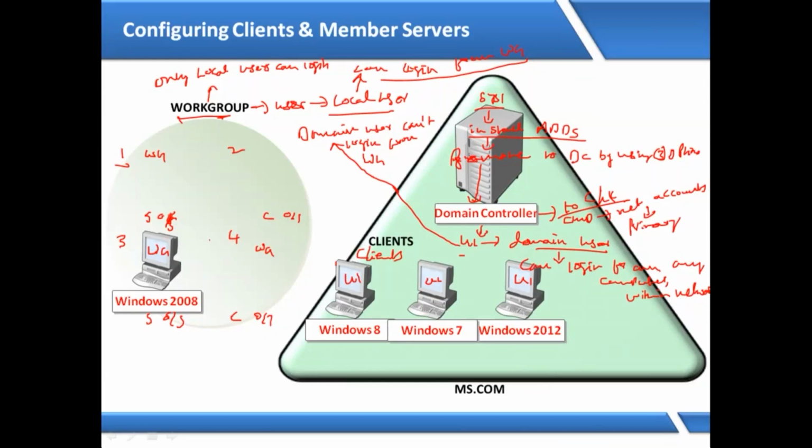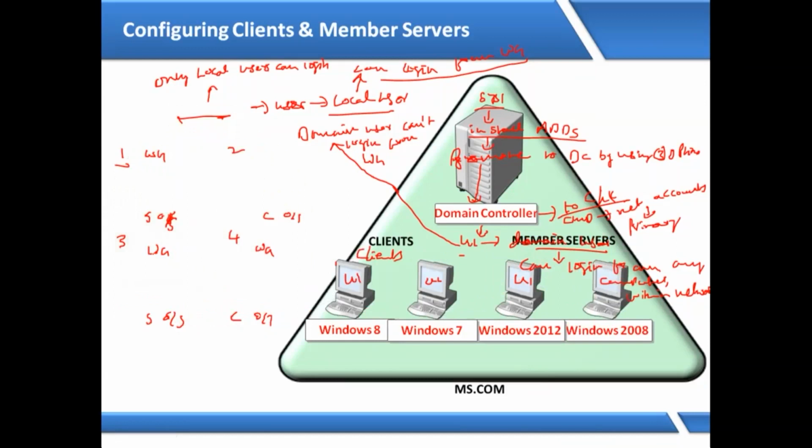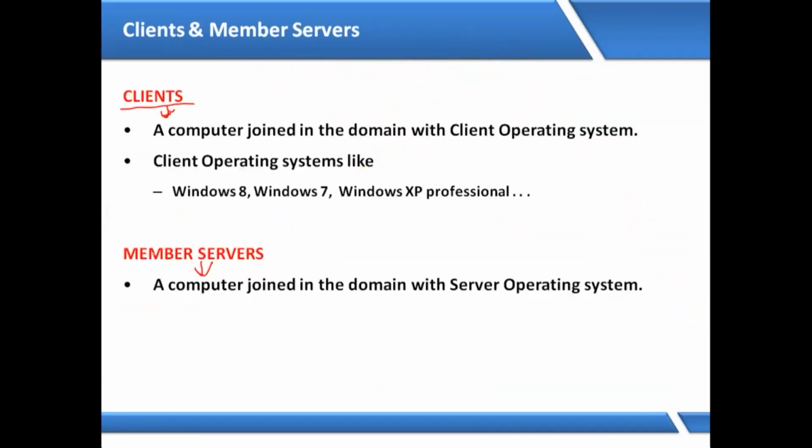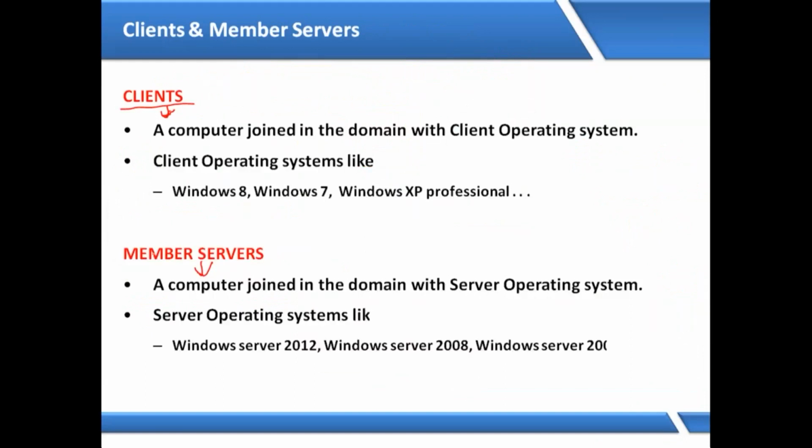Now, if that same computer with the server OS is not joined into the domain, it will be workgroup. The same machine, if I join into the domain, then that computer is called member server. So the procedure and method to join the machine into the domain will be exactly the same. So what you understood? This is our today's definition. A computer which is joined into the domain with client OS, then that computer is called client. What is client operating system? We know member server: a computer which is joined into the domain with a server operating system.